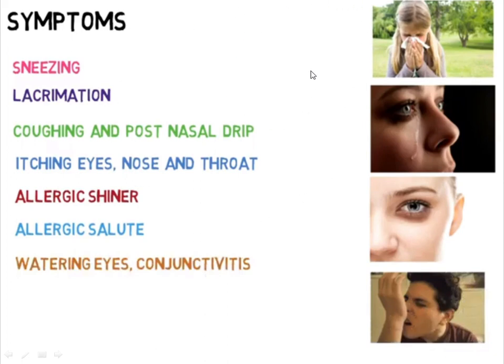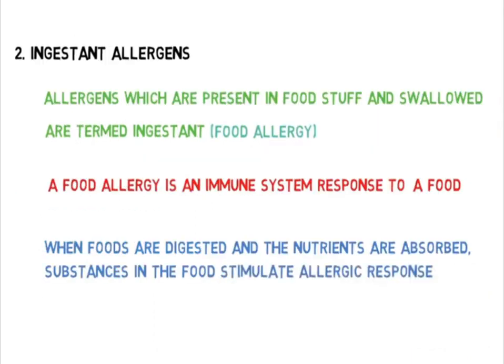The symptoms which occur because of inhalant allergens are sneezing, lacrimation, coughing and post-nasal drip, itching in the eyes, nose and throat, an allergic shiner, allergic salute, watering of the eyes and conjunctivitis. These are all the symptoms which arise because of inhalant allergens.